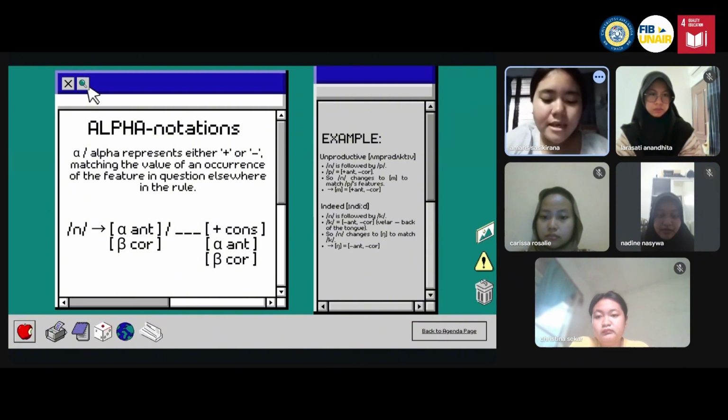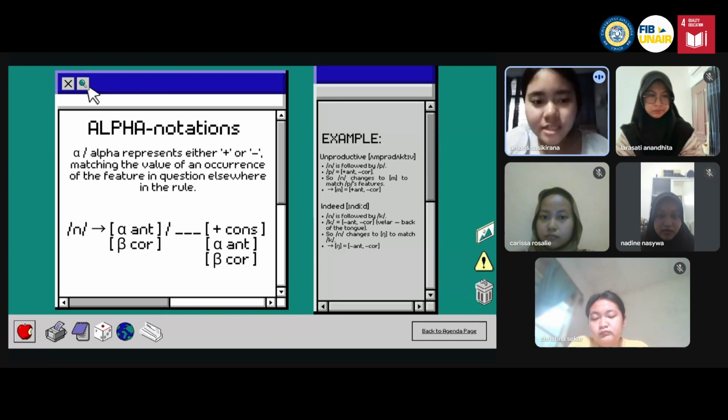So ant is short for anterior. Anterior is the sounds that are made using the front of the mouth, which is p, b, m, f, and v. The easy way to identify an anterior is basically when you can see that the lips are actively moving.